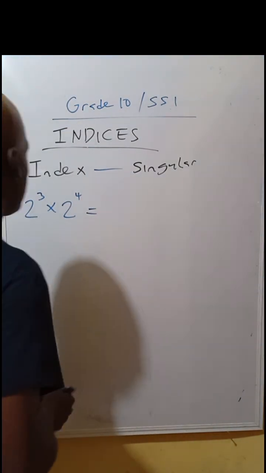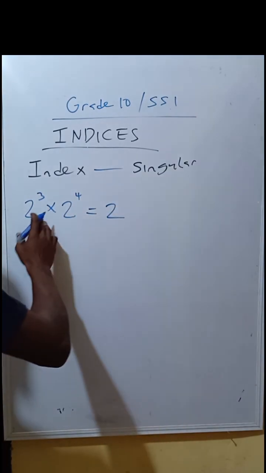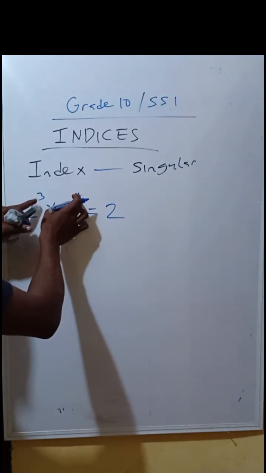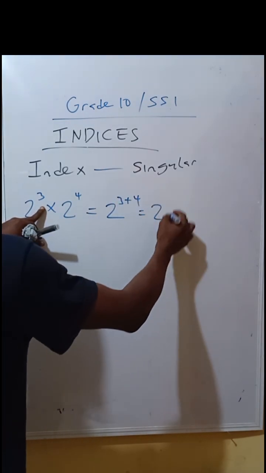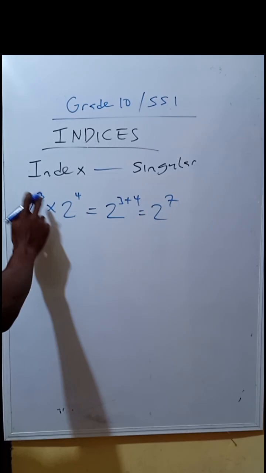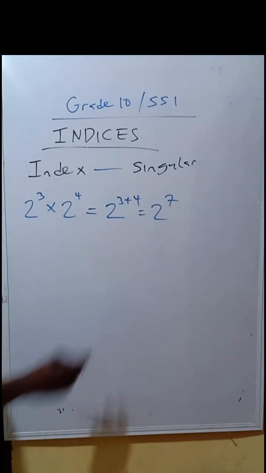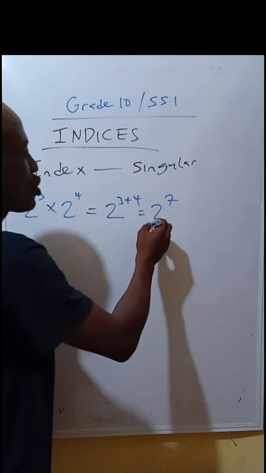to simply do that, you pick one of the bases, then you add the power. Because this is multiplication, you add the power. 3 plus 4, which is what? 2 raised to power 7. So it means that 2 raised to power 3 times 2 raised to power 4 is 2 raised to power 7. This is called the multiplication law.